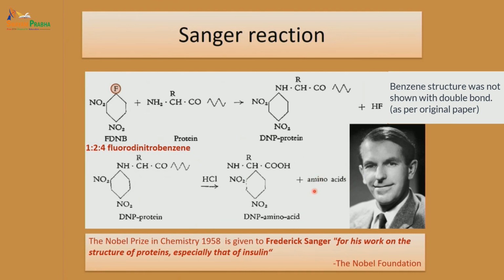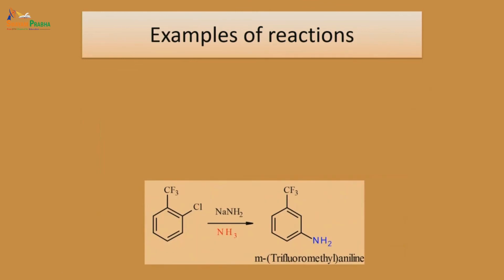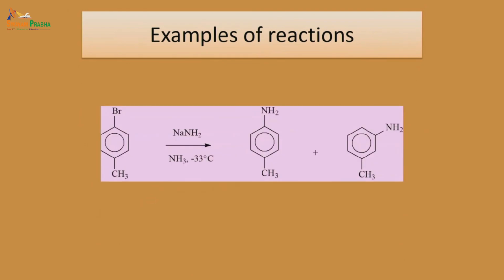With this, we will conclude this addition-elimination reaction mechanism. We will next move on to the elimination-addition mechanism. And another example which we had already seen with the nitro derivative, the same reaction can also be carried out with the trifluoromethyl derivative. And other examples include bromine substituted with sodamide to give anilines, para-substituted aniline, meta-substituted aniline.